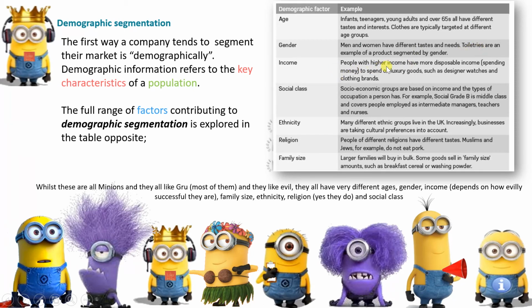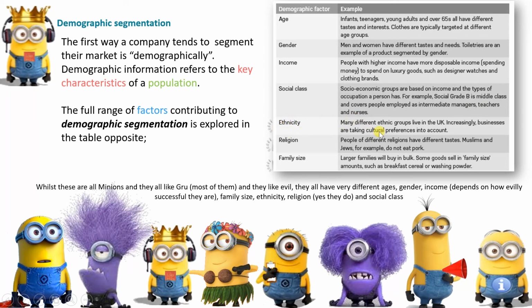Income. People with higher income have more disposable income, spending money, to spend on luxury goods such as designer watches and clothing brands. Social class. Socioeconomic groups are based on income and the types of occupation a person has. For example, social grade B is middle class and covers people employed as intermediate managers, teachers and nurses.